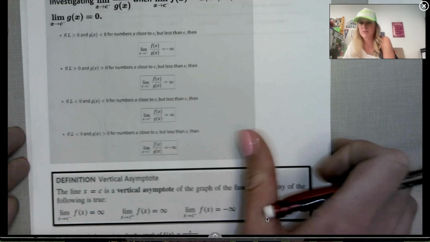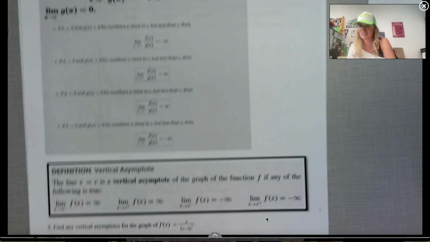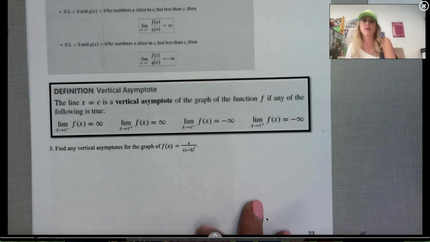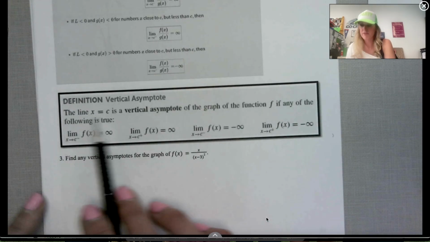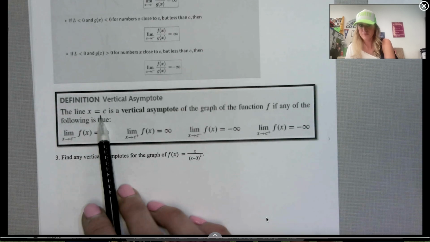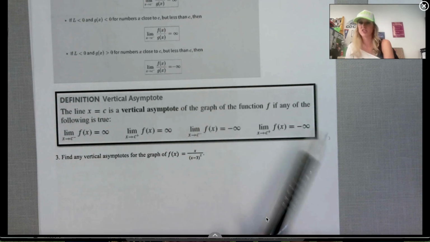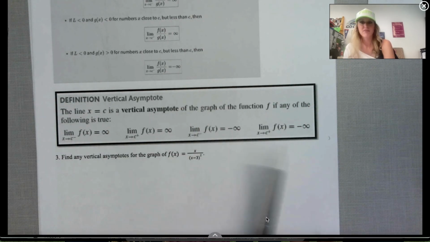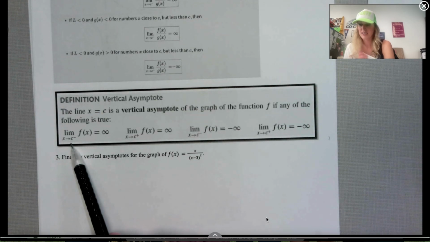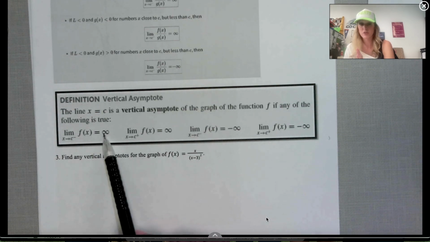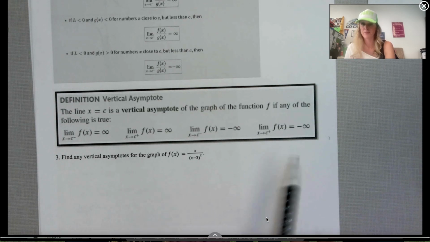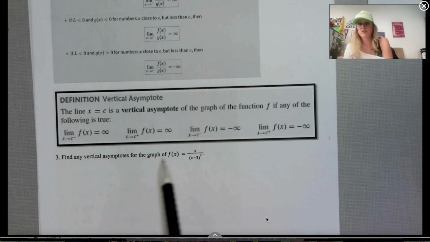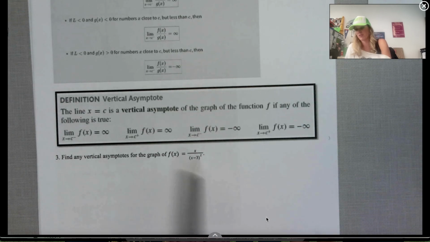What we're going to use limits for, especially in this next section, you guys, is for helping us determine vertical asymptotes. So we have a vertical asymptote at x equals c if the graph of the function f has any of these that are true. So if we find a limit as x approaches that value goes to infinity or negative infinity, that is a vertical asymptote. So we are going to use limits to find the vertical asymptote for this function.